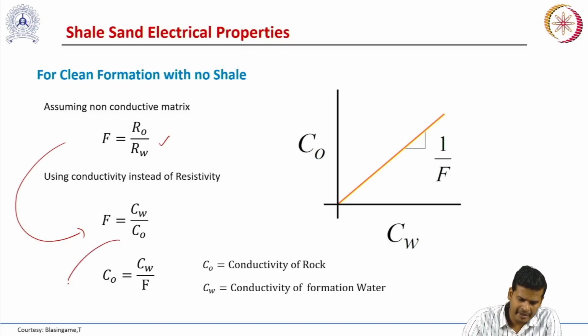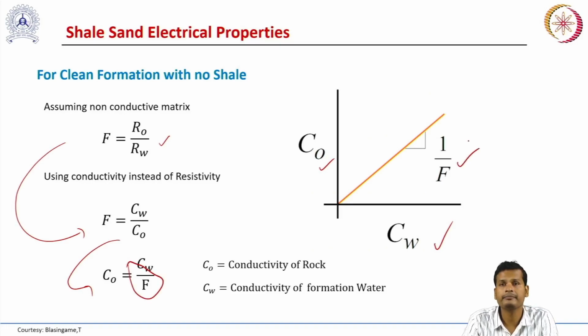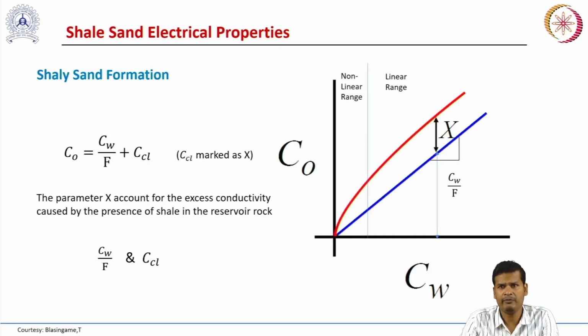So Co can be written as Cw divided by F. That means the conductivity of the rock is equal to the conductivity of the formation water divided by the formation resistivity factor. So a graph between Co and Cw will be a straight line going through the origin with a slope of 1 by F, like here. Now let us consider if I have a clayey formation.